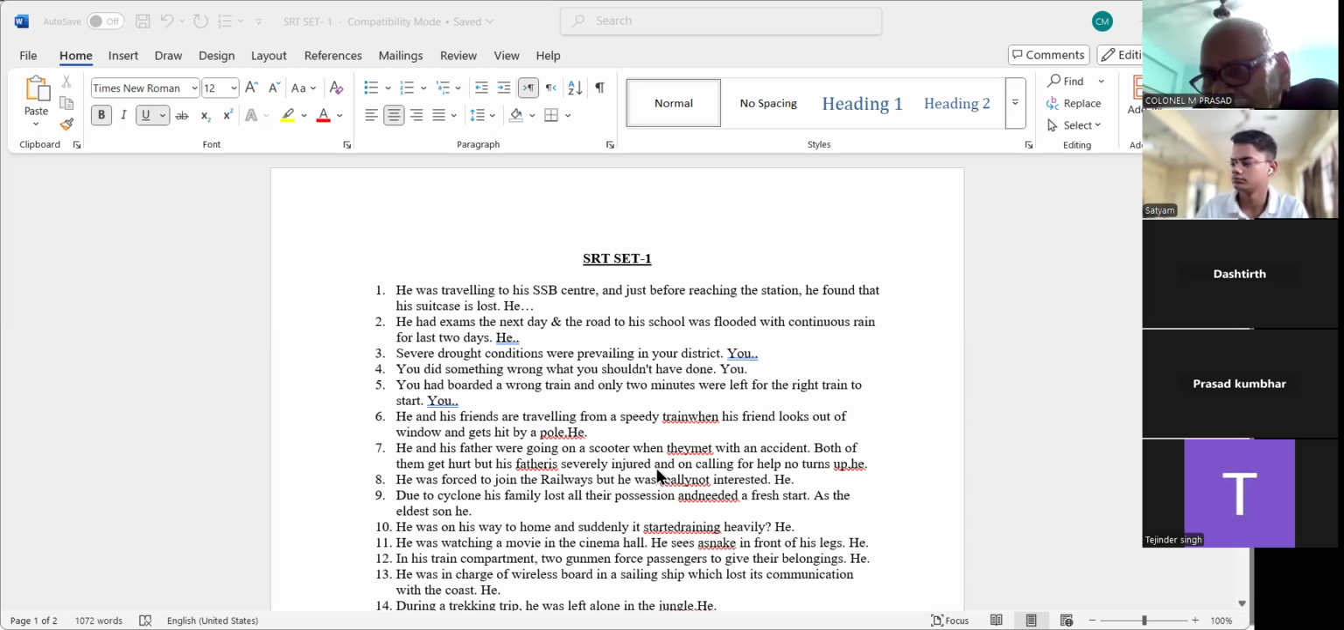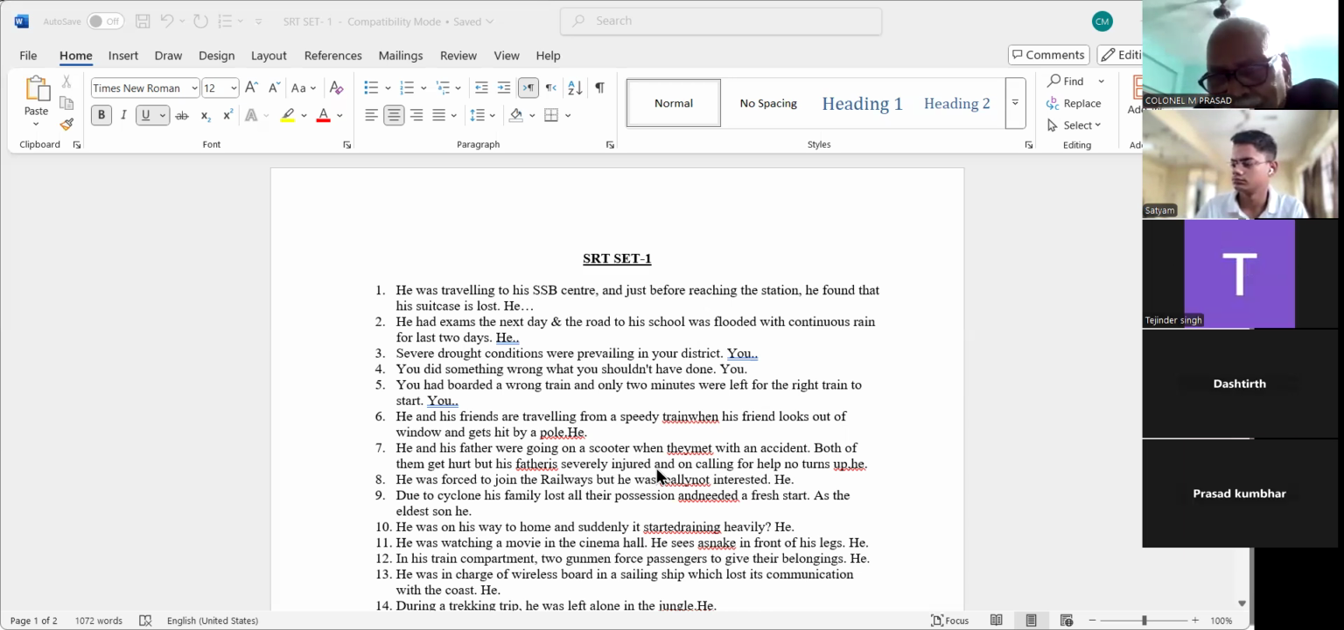Okay. Now, Tejinder, tell me what you have written. Sir, I asked the fellow passengers, found his bag and continued the journey. Correct. That is one of the probable answers. You can look around for the luggage or suitcase which was displaced while people were getting down, find it and reach the SSB. There can be n number of answers, n number of situations. It is up to you to decide how you want to do it.